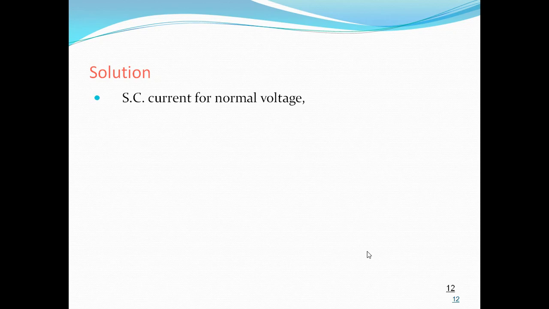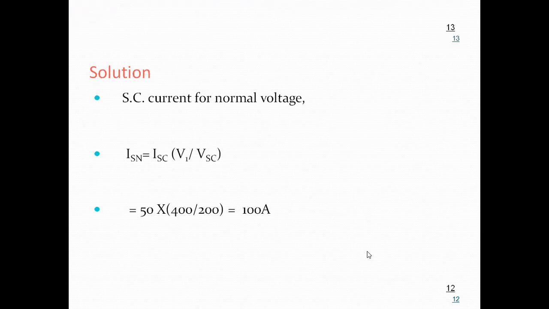So after getting this, what we have to do? We have to calculate short circuit current for normal voltage. So what is the formula? ISN. All of you note down this problem. ISN is equal to ISC into V1 by VSC. So that is 50 into 400 by 200, that is 100 amps.